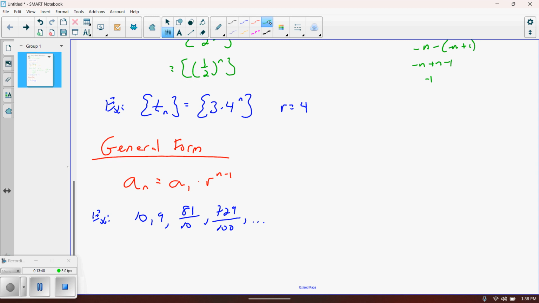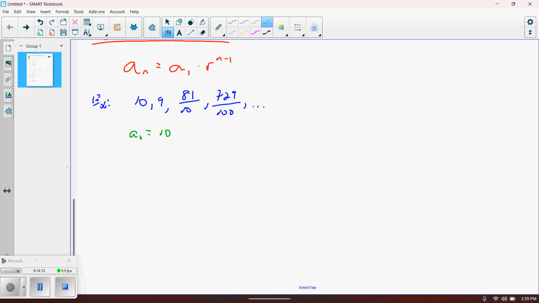So finding a sub 1 should be the easiest thing if you're given a list because it's literally the first term. So we know that a sub 1 in this case is 10. It's the first term that was given to us in the sequence. We're going to need r. R should be any two consecutive terms divided by each other. Well, given those messy fractions, I think I just want to take the first two terms. We'll take 9 and divide it by 10. So r in this case is 9 tenths.